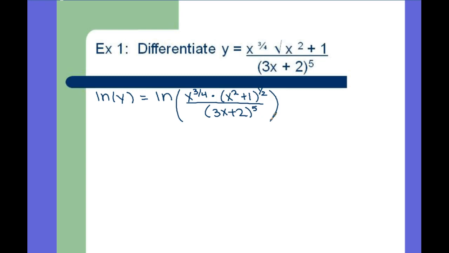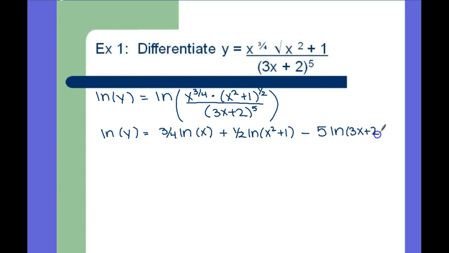So again, everywhere you have multiplication inside a natural log, we can turn it to addition of 2 natural logs. Where you have division, it becomes subtraction. All exponential powers can be brought down in front as coefficients. So this becomes the natural log of y equals 3/4 the natural log of x plus 1/2 the natural log of x squared plus 1 minus 5 the natural log of 3x plus 2.